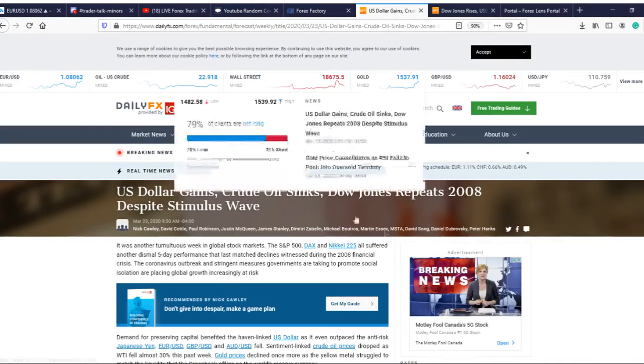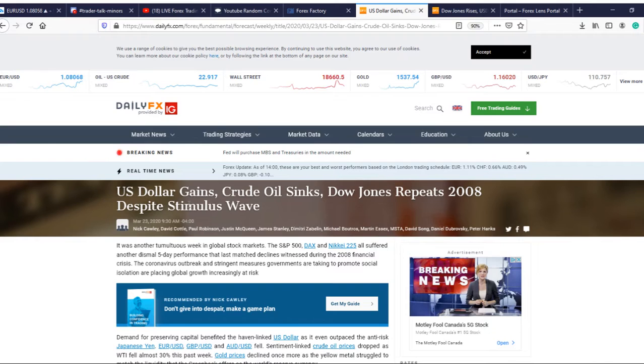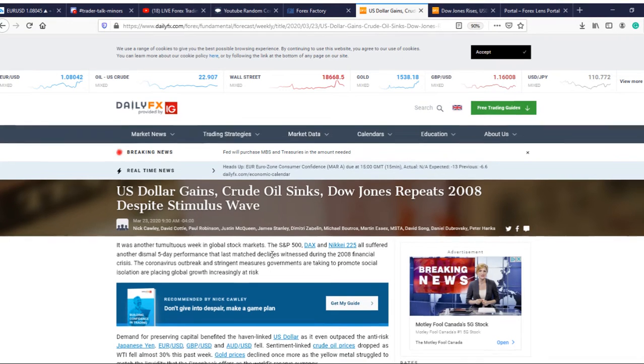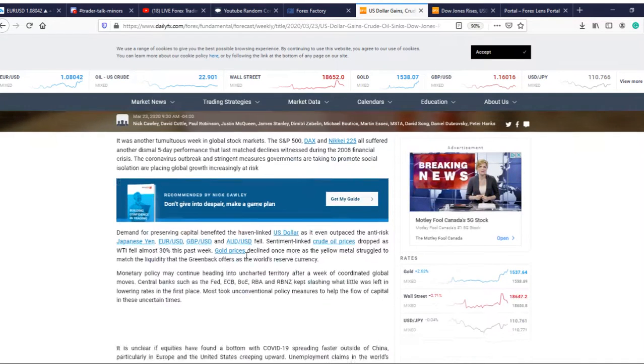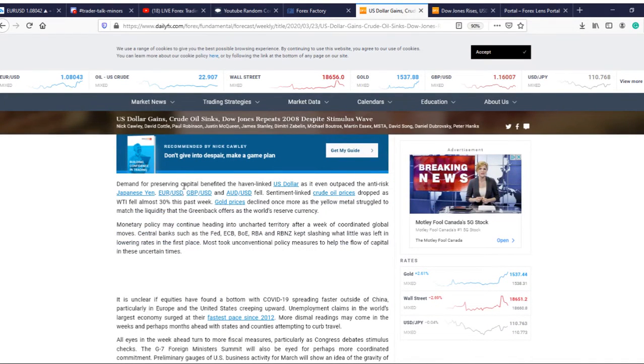So first off, the first one's called US dollar gains, crude oil sinks, Dow Jones repeats 2009 despite stimulus wave. Most of this is because of this reason right here. This is the reason why things are going the way they are, and we know that by now. You can see demand for preserving capital benefited the haven-linked US dollar. This is what the Fed has done.